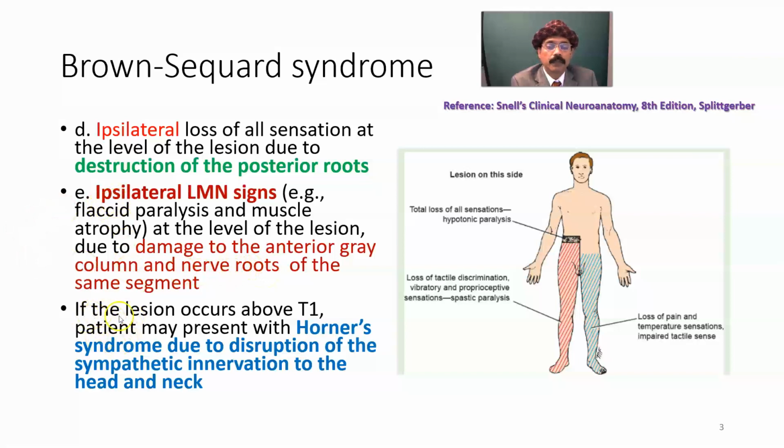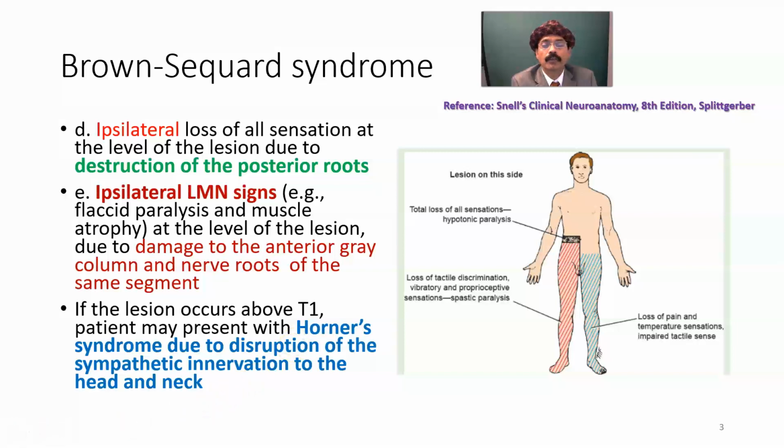Ipsilateral. If the lesion occurs above T1, thoracic segment 1, the patient may present with Horner syndrome. Horner syndrome has multiple components like ptosis, drooping of the eyelid, miosis, pupillary constriction, and anhidrosis, where on the affected side of the head and neck there will be no sweating. There may be enophthalmos. That may happen with some type of lung cancer, maybe some type of head injury.